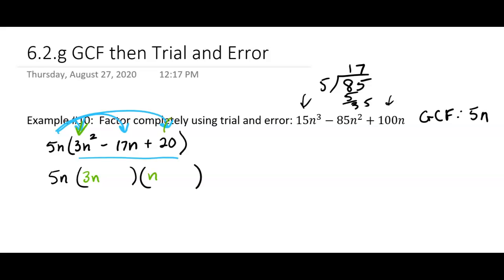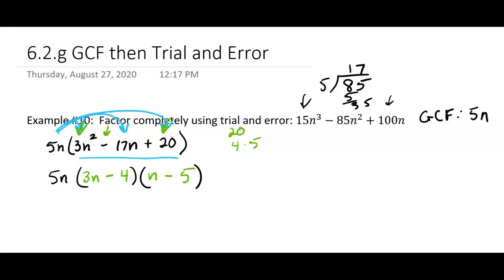Now when I look at the back part, that's a positive 20, right? So I know either both my signs are positive or both of them are negative. Because it's a negative in there, they're both going to be negative. Okay, now I have to think of something that multiplies to be 20. Well, 4 and 5, so let's try 4 and 5. I'm not going to make the whole list. We'll see if 4 and 5 works. So I put the 4 there and the 5 there.